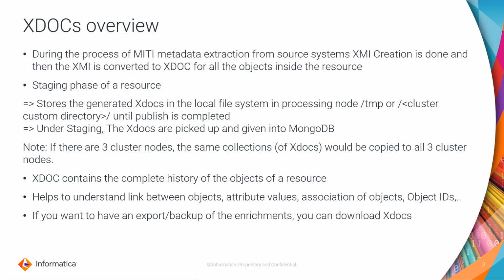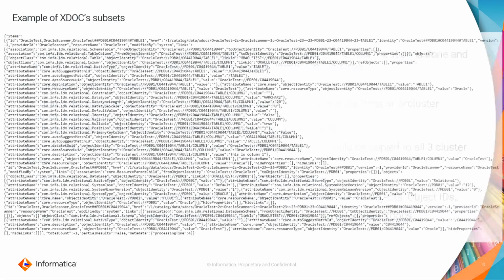XDOCs contain the complete history of the objects of a resource. We can understand the links between the objects, attribute values, association of the objects, object IDs, and so on. If we want an export or backup of the enrichments that we have performed on the resource, we can download the XDOCs. This is an example of XDOC subsets, where we can find all the associations, relationships, object attributes, etc.